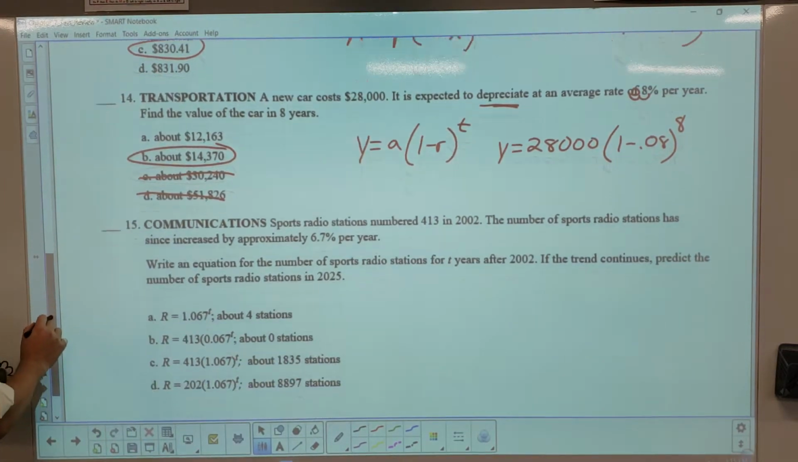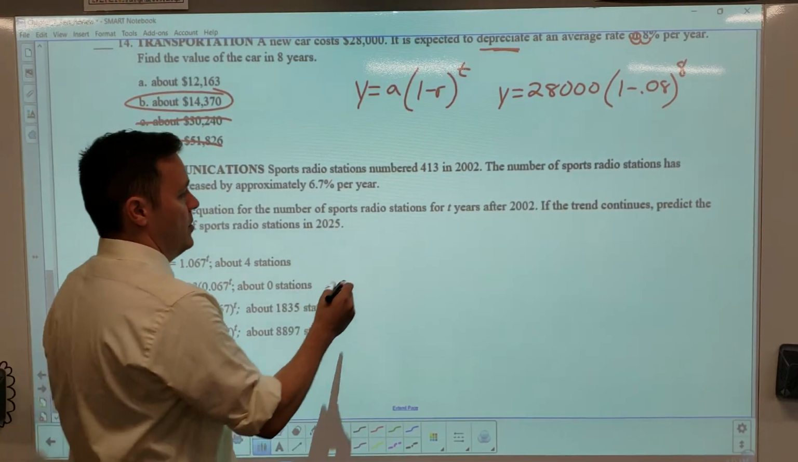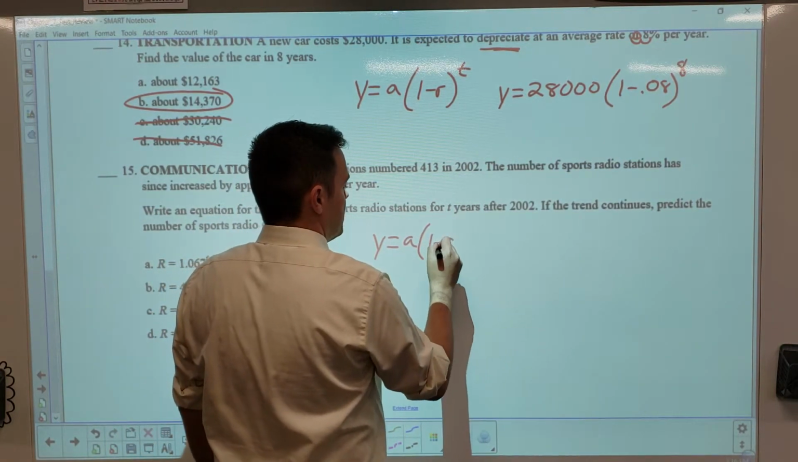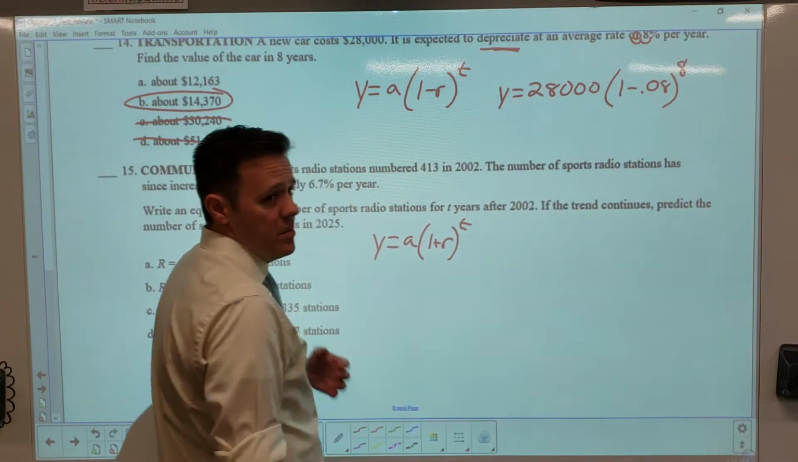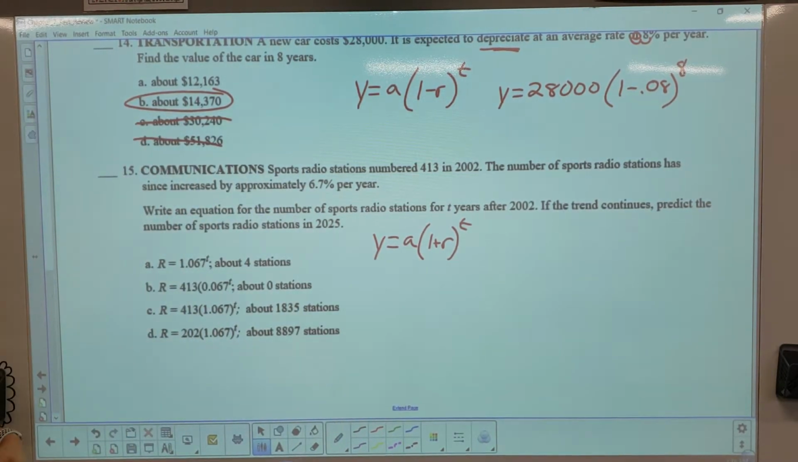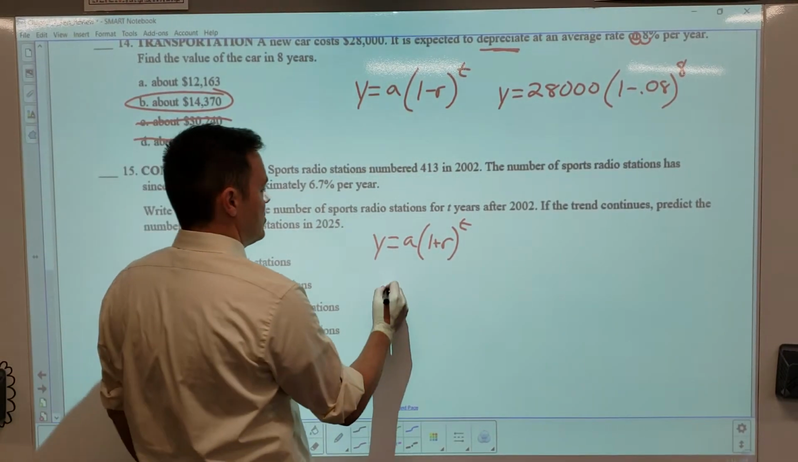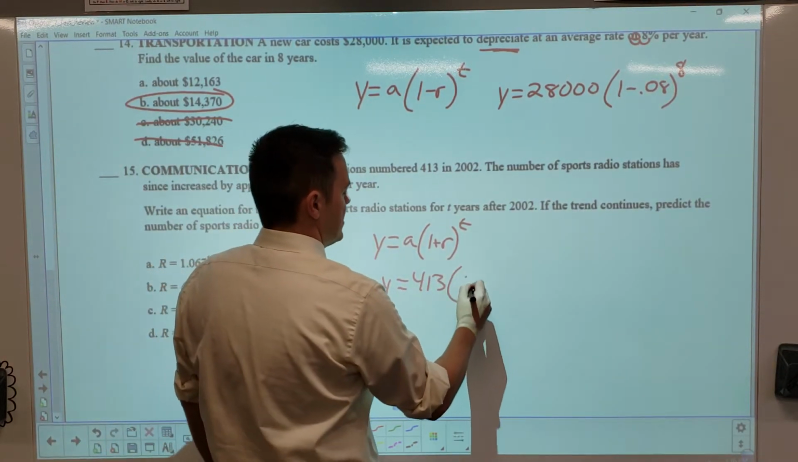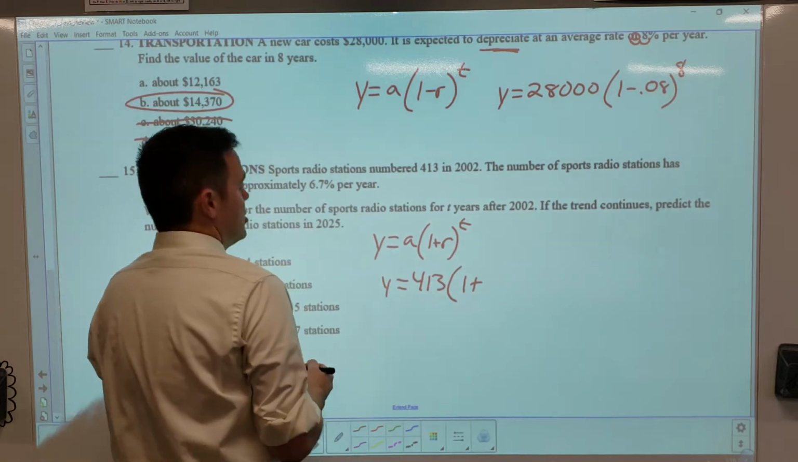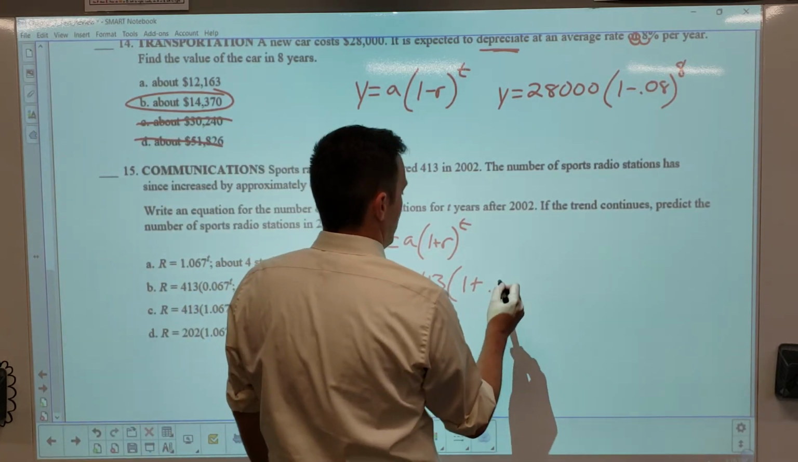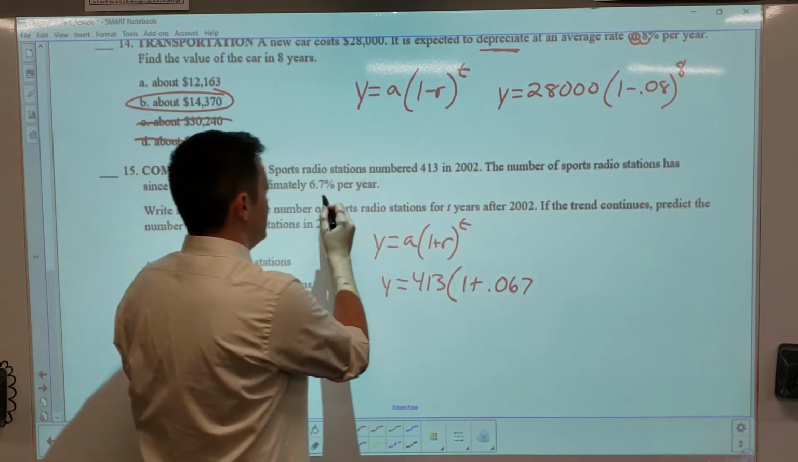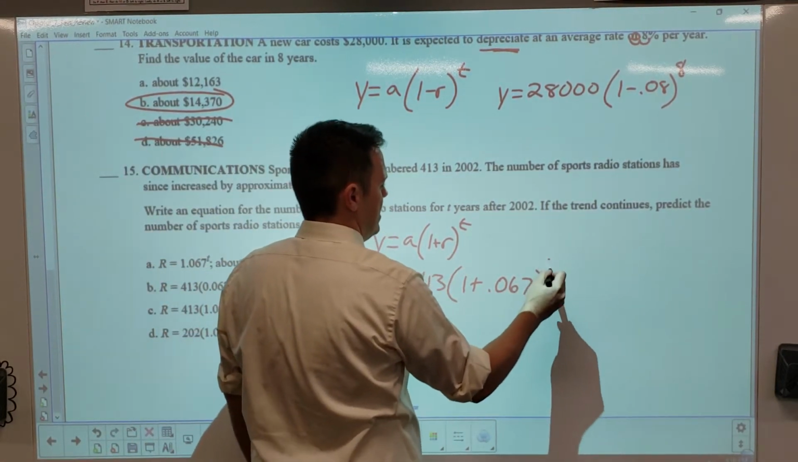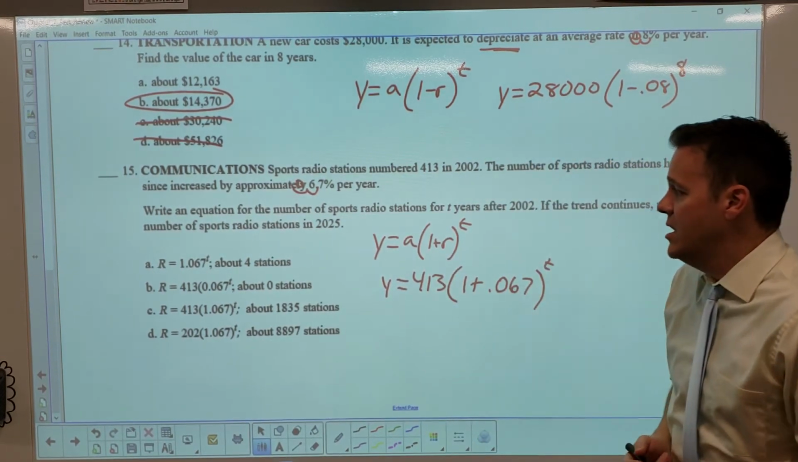All right, and then finally on here, we have our growth formula, okay? Plus R to the T. One big thing is when you have the growth formula, all you got to do is plug this in now. So it's y equals, A is the initial amount, and it's going to be 1 plus R, so the rate is going to be 0.067, right, because you move the decimal places twice, and then you set up to the T, okay? Now, on this one, it's pretty simple.